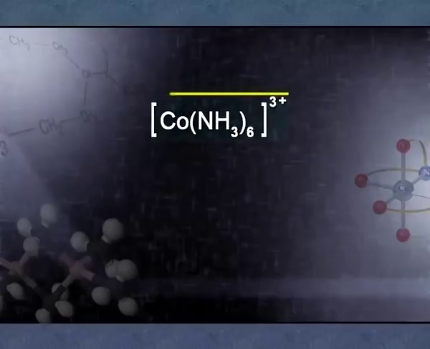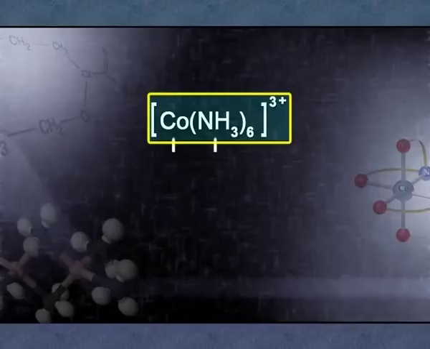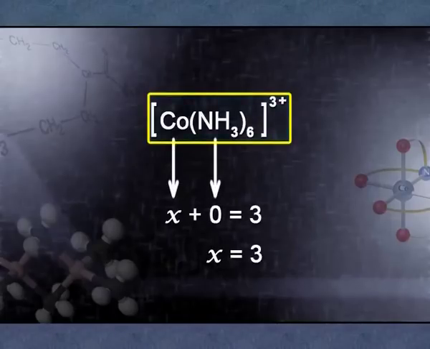Third, and most important, students should be clear how to calculate the oxidation number of the central metal ion in a complex. Students should be clear about the charges present on the anions or ligands inside the coordination sphere. For example, [Co(NH3)6]3+. A student can easily say that cobalt is X, ammonia is neutral, so X plus 0 is equal to 3. So X will be 3. Therefore, the oxidation state of cobalt is 3.